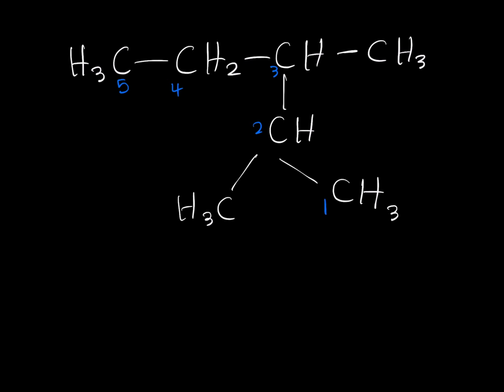So we have 5 carbons, which is a pentane, and then we have substituents. We have 2 methyls on 2 and 3. So this is 2,3-dimethylpentane.